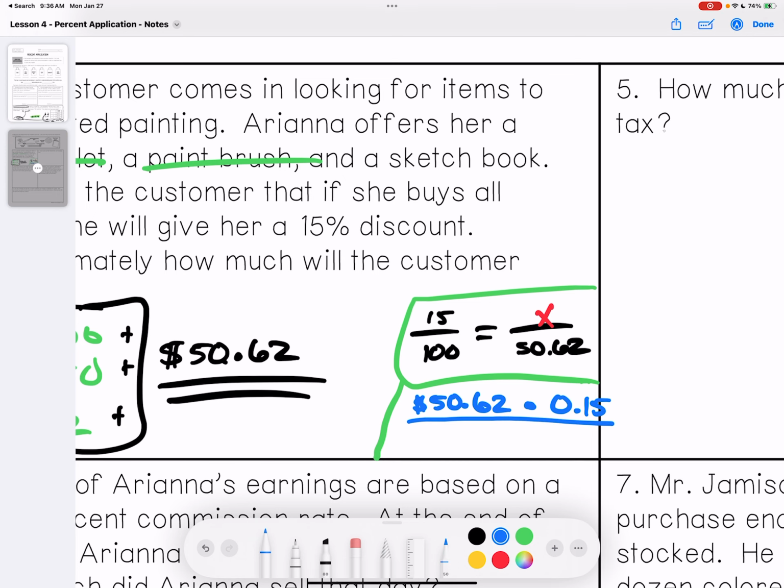And what are you going to get when you do 50.62 times 0.15? Your calculator is going to tell you 7.593, but we're talking about money, and money only goes to the second place, so we don't put that last digit. $7.59, which is the same answer you would have gotten by doing option 1.